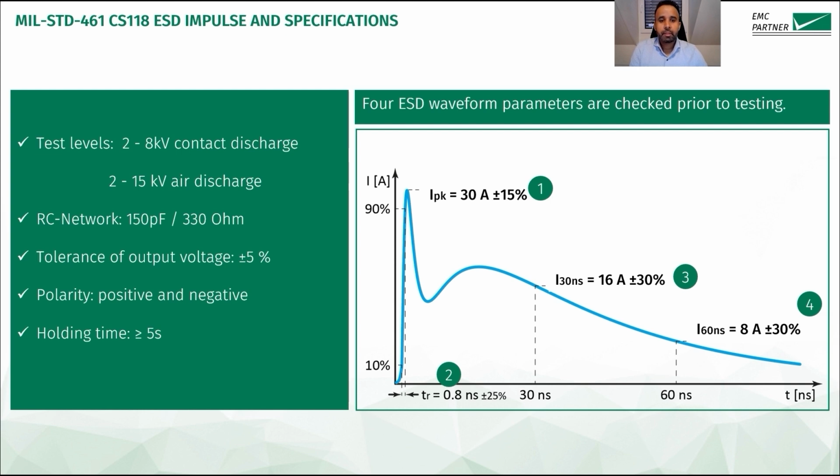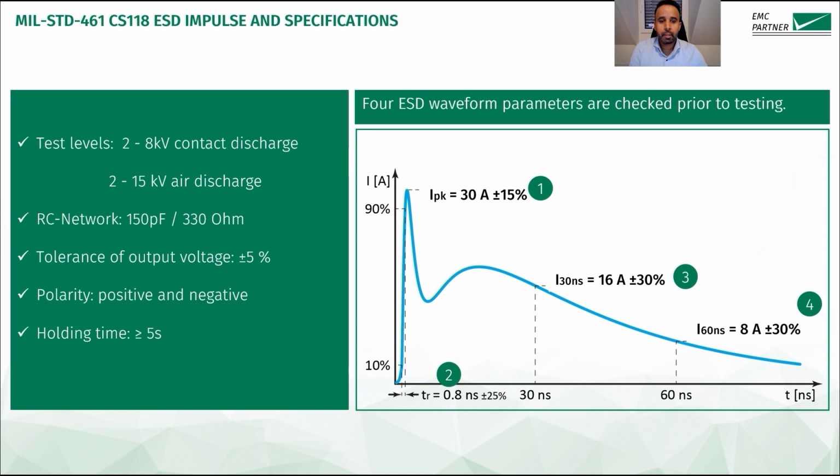On the left side, you see the ESD generator specification, and on the right side, the corresponding impulse characteristics. Test levels are up to 8 kV for contact discharge and up to 15 kV for air discharge, whereas the ESD impulse verification is only conducted at 8 kV in contact discharge mode. The RC network used for this test is a standard 150 picofarad, 330 ohm, like the RC network you know from the commercial ESD. The output voltage during calibration must be within 5%.